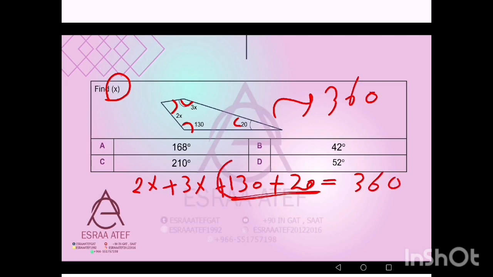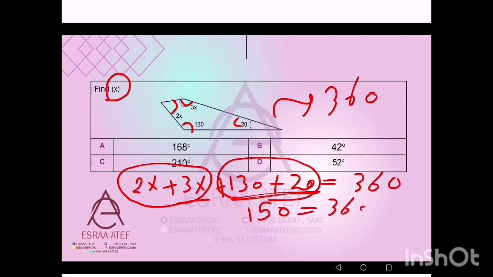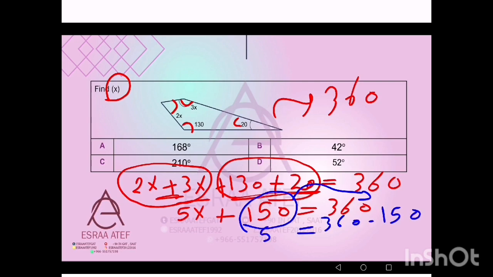We will add the numbers to each other and the x's to each other. 130 plus 20 will be 150. And here 2 plus 3 will be 5x. And then take 150 to the other side by subtracting, which means 360 minus 150, and here we have the same 5x. 360 minus 150 is 210, equals 5x. How can we get x? By dividing by 5 here and here.